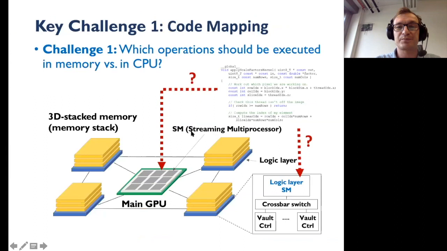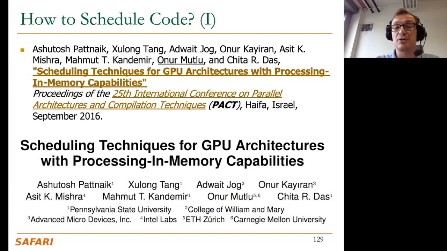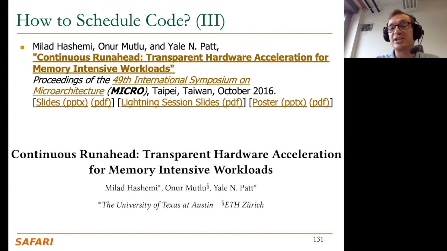Okay, some of the open problems, let's take a look. I've already covered some of them, so I'm going to go through them relatively quickly. Basically, which operations should be executed in memory versus CPU. How do you map the code? How do you map the data such that you have the right data in the logic layer where things are executing? And there are some works that cover this. How do you schedule the code? There are some other works that cover this. Clearly, there are a lot of works that cover scheduling code, but there needs to be more works to do it automatically, completely for the various PIM paradigms.